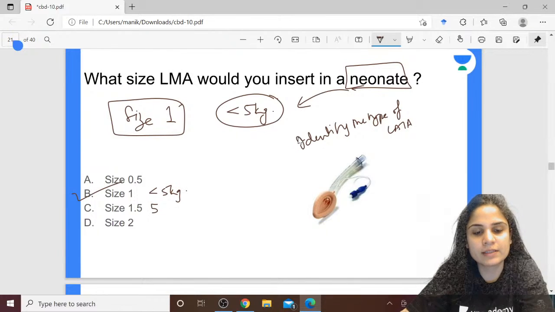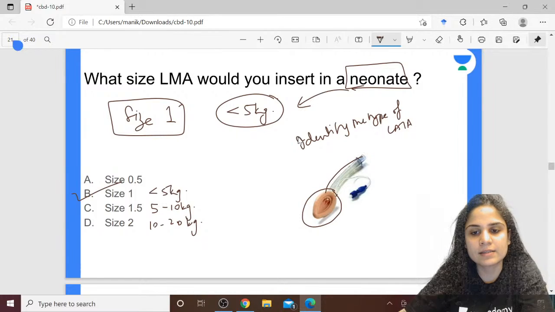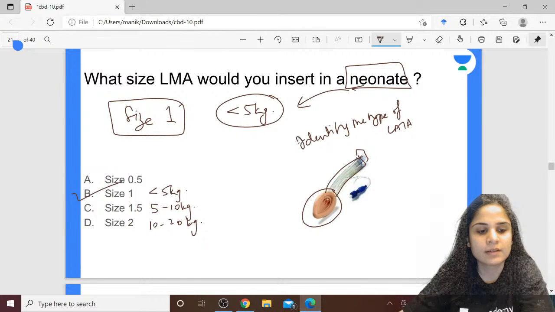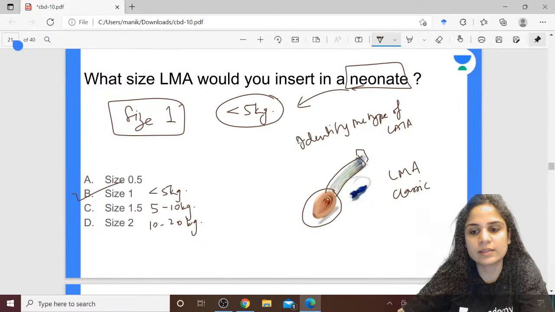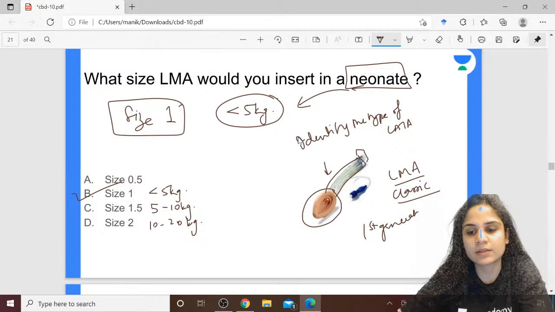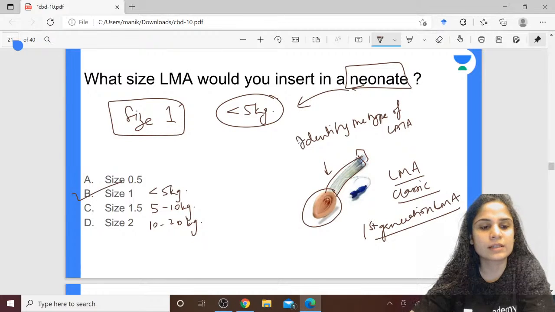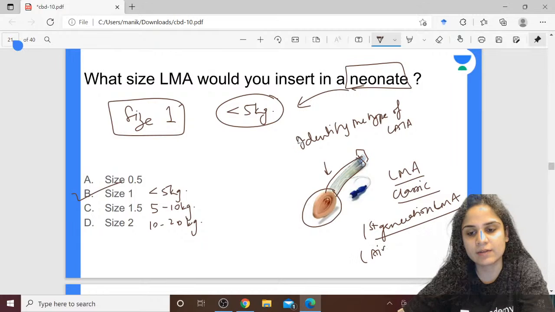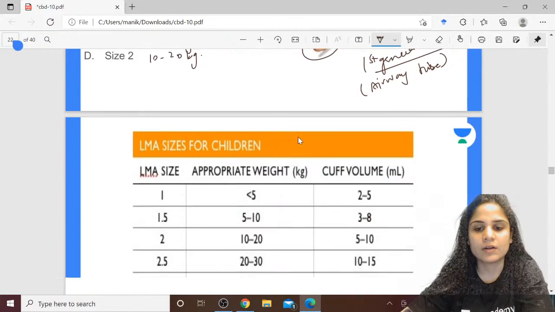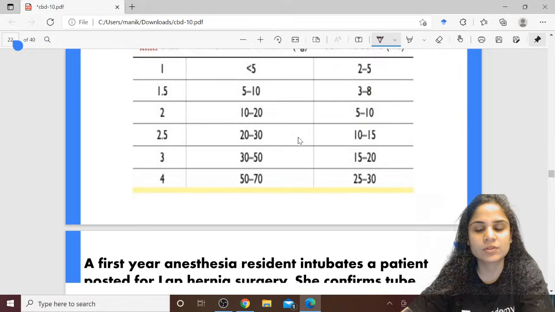Remember, size 1.5 is for 5 to 10 kg and size 2 is for 10 to 20 kg. So, you have a silicon LMA and it has a single tube coming out of it. So, what LMA is this? Excellent. So, this is my LMA classic. How do I know that this is LMA classic? Because I have a single tube coming out of it. So, when I have a single tube coming out of it, this is nothing but a first generation LMA. Okay. And in a first generation LMA, I know there is no gastric tube. The only tube that is present is airway tube. And the only first generation LMA that we know about is LMA classic. Okay. Alright. So, this is a table which gives you the LMA sizes and the weights of the children.